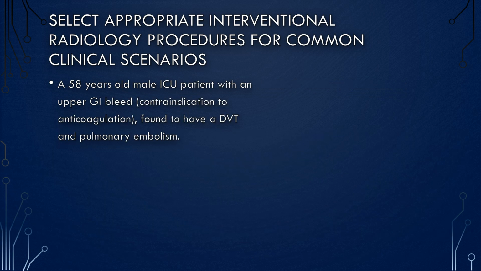So our second case includes a 58-year-old male ICU patient with an upper GI bleed. This patient has active GI bleed, so this is a contraindication to anticoagulation. He was also found to have a DVT and a pulmonary embolism, so we cannot give him anticoagulation for his DVT and for his PE. We need some sort of other kind of treatment to prevent further pulmonary embolisms from his DVT.